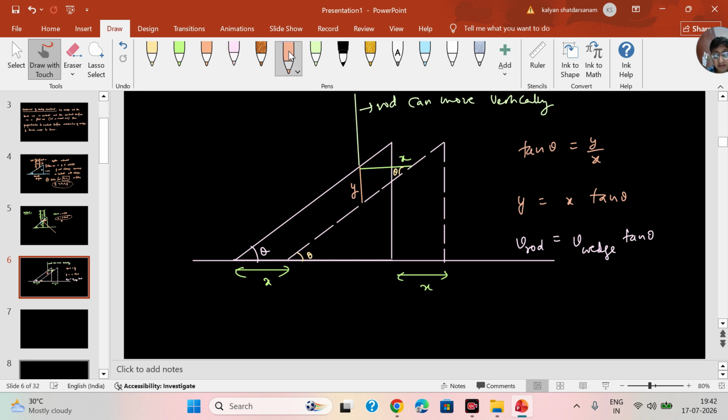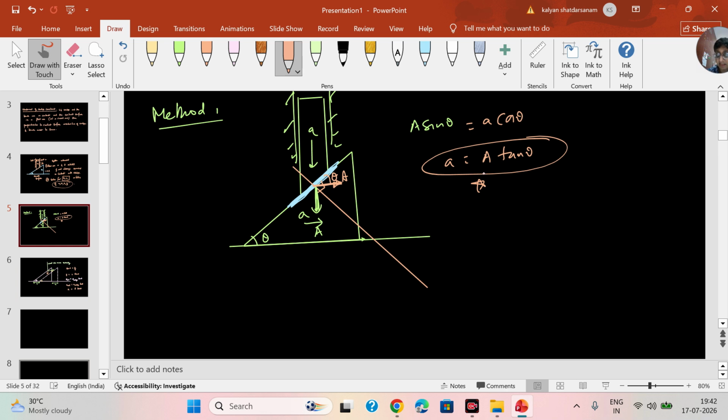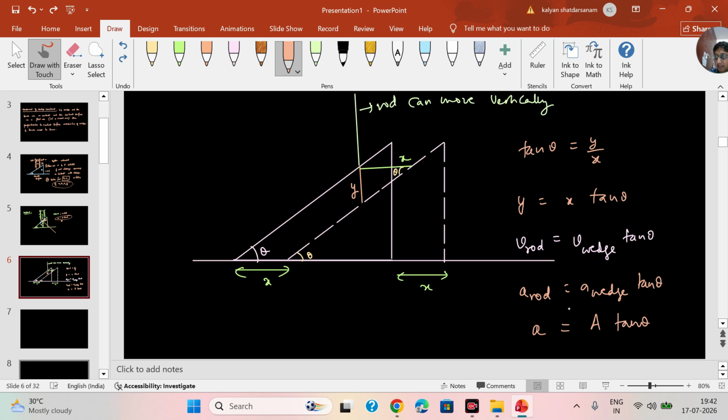And I further differentiate this. If I further differentiate this, I get acceleration of rod should be acceleration of wedge into tan theta. Acceleration of rod is small a, acceleration of wedge is capital A into tan theta, which is exactly the constraint I got by saying that perpendicular to contact surface, the component of this acceleration and that acceleration should be same, right? So that's my wedge constraint, which I can get geometrically also by just visualizing. If this moves by x and that moves by y, then tan theta is y by x. So this way we can develop constraint.